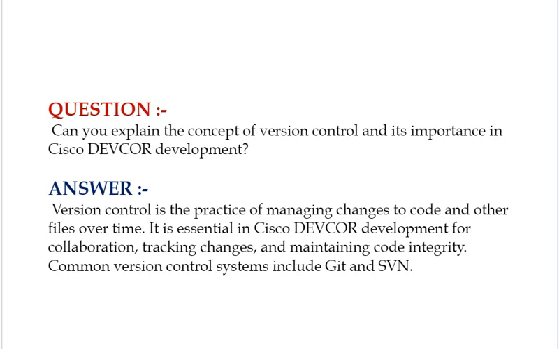Our interview question based on DevCore is: can you explain the concept of version control and its importance in Cisco DevCore development? Your answer should be: version control is the practice of managing changes to code and other files over time. It is essential in Cisco DevCore development for collaboration, tracking changes, and maintaining code integrity. Common version control systems include Git and SVN.